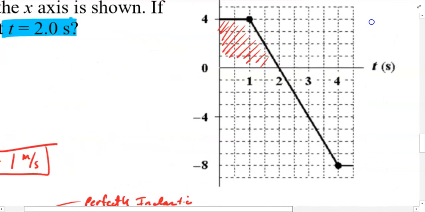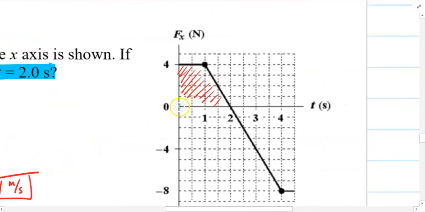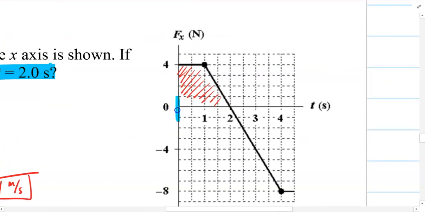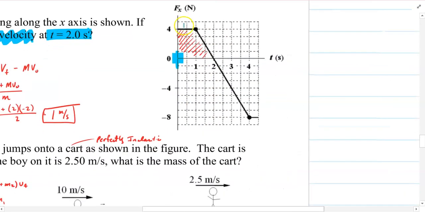So you can see that according to this graph, at the beginning of this event, we had a force of 4 newtons, and as the event progressed, we had a constant force for a little bit, but then our force was decreasing and then ultimately became negative. So the force ended up being directed in the opposite direction. So what's going to happen here?